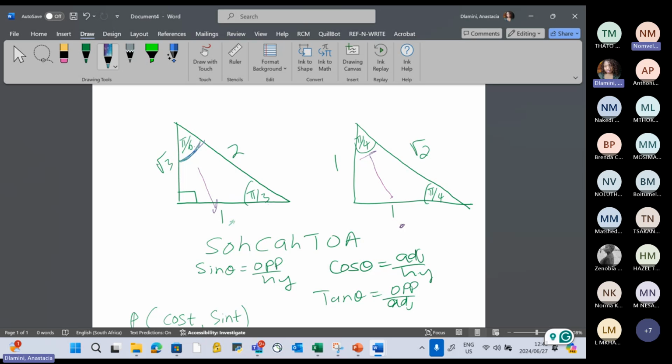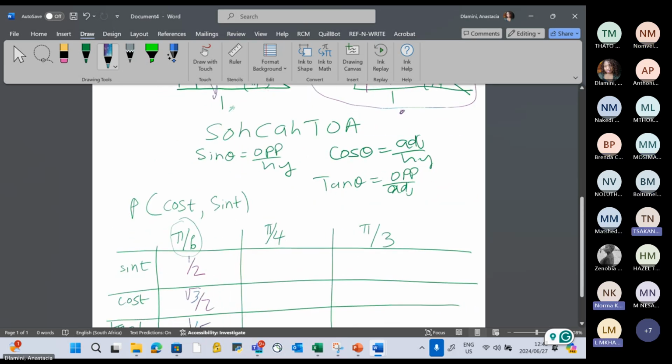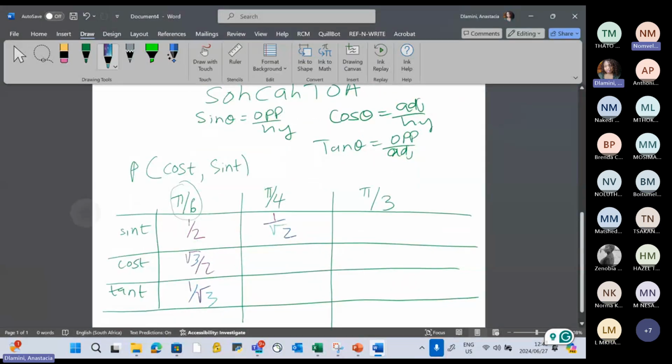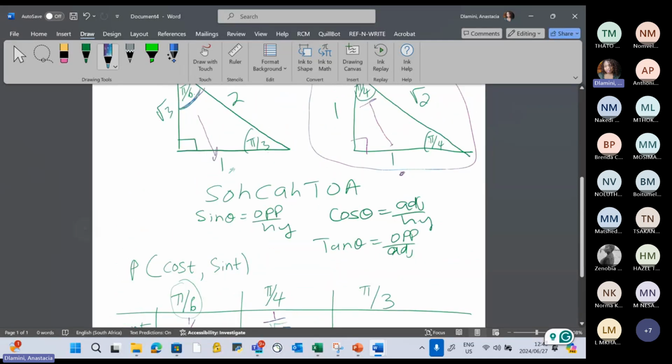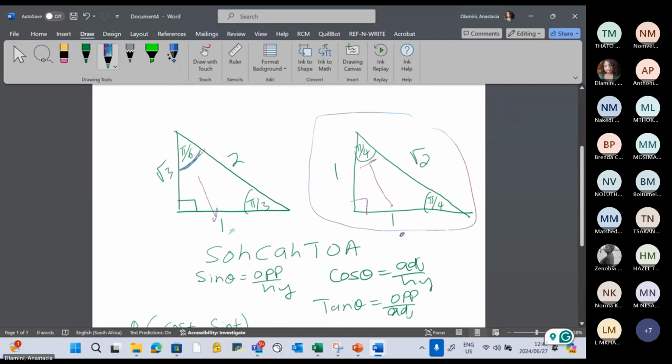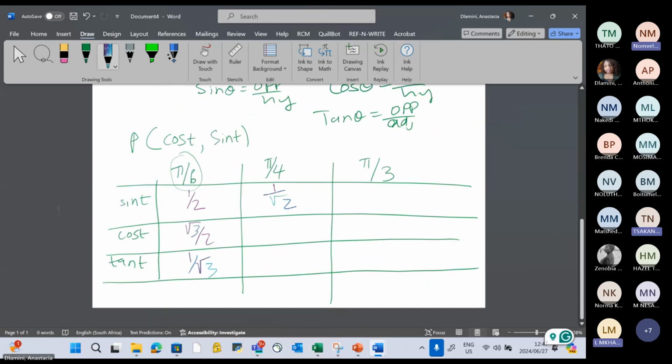Look at where pi over 4 is in this triangle now. And this is also a right angle triangle. 1 over root 2. Thank you. So what is cos pi over 4? One over root 2.